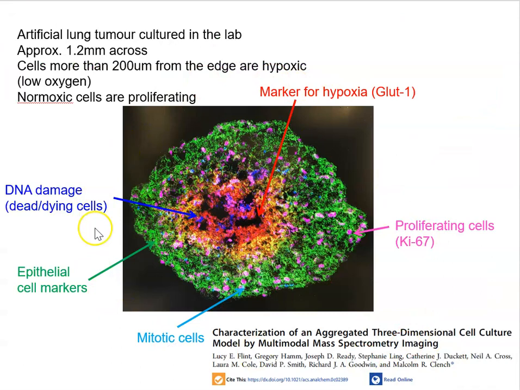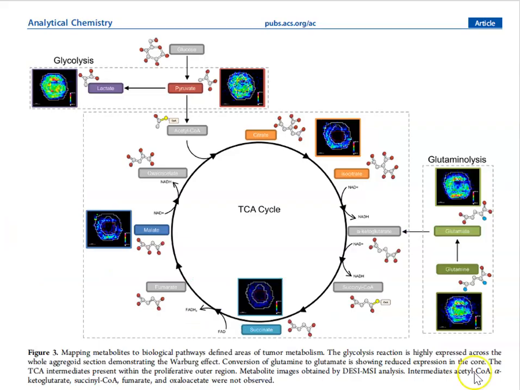This is just that lung picture in more detail, and we have recently published this paper in Analytical Science in 2020, showing the full characterization of the protein expression in these aggregoids. And in that same paper we've also looked at metabolites.